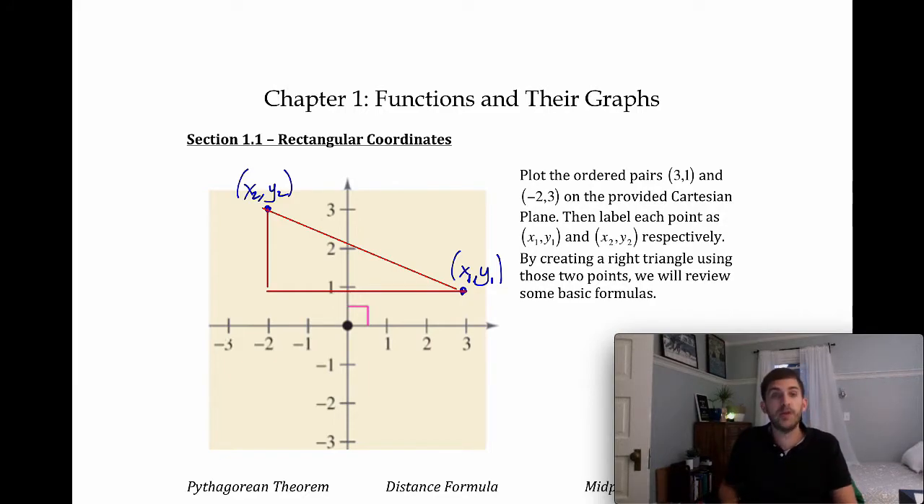Please forgive me. But we'll drop a vertical line from that left point, and then we'll draw a horizontal line to that right point. So now we have a right triangle. And then think about some things we've done with right triangles in the past.